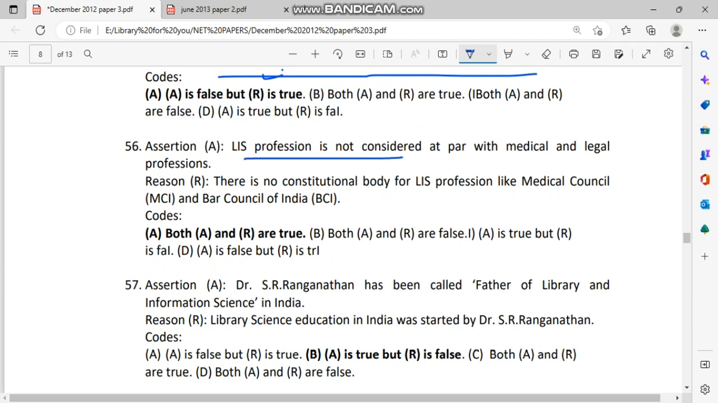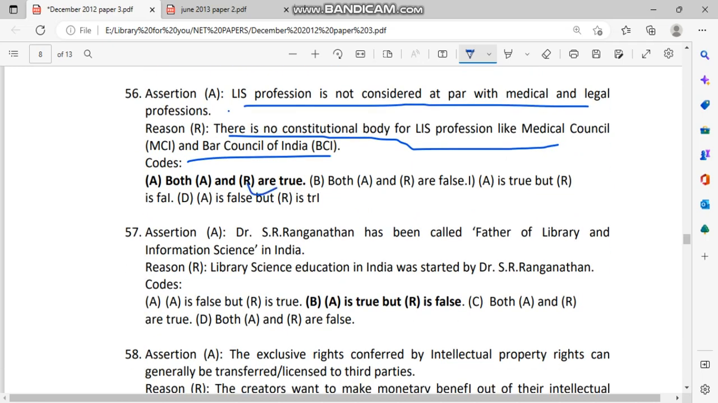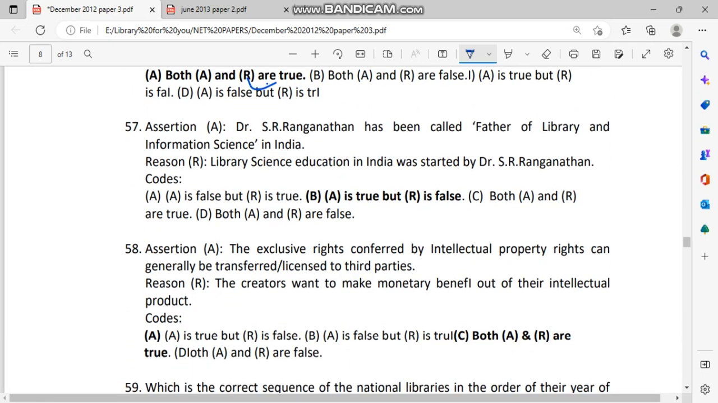LIS profession is not considered at par with the medical and legal profession. There is no constitutional body for LIS professionals like Medical Council and Bar Council of India. Both are true. Dr. S.R. Ranganathan has been called the father of library and information science in India. Library science education in India was started by Dr. S.R. Ranganathan. A is true but R is false.